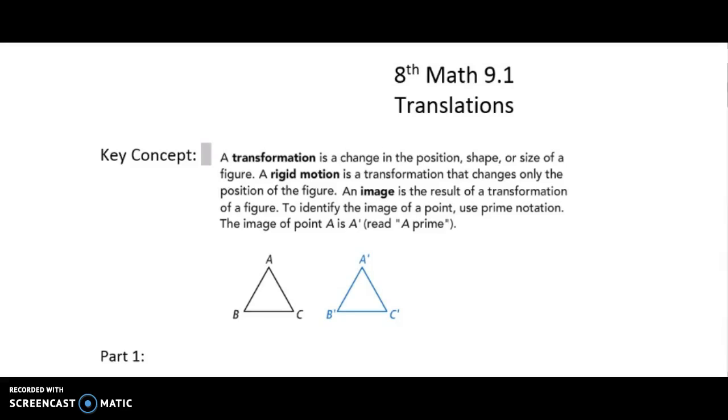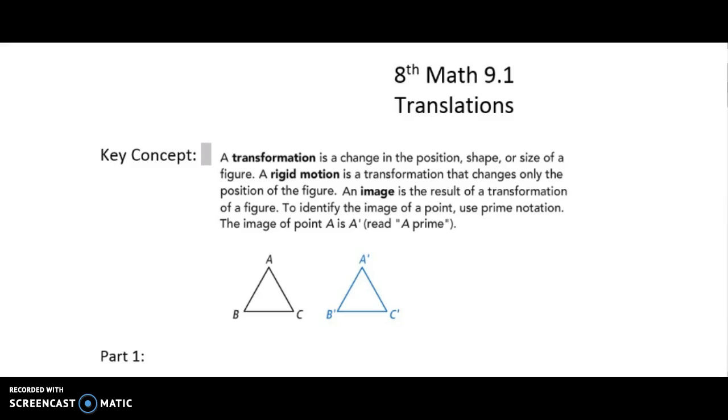Okay, today we are going to be looking at translations. The first thing that we need to know is that a transformation is the change in position, shape, or size of a figure. And we're going to be looking at rigid motions in specific today. So a rigid motion is a transformation that changes only the position of the figure.